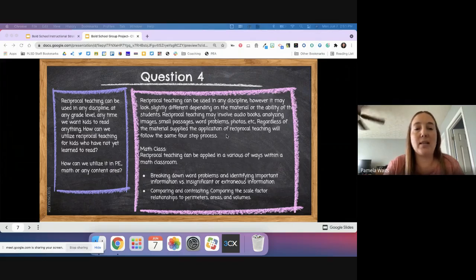So if I was in a math class and I was using it, I would break down the word problem by first identifying important information, or having the kids go through and identify what they think might be important, classifying significant versus insignificant information. They could question any vocabulary that they don't understand in the word problem. They could write questions for their peers of what steps they think they should do, and then together solve it and explain the process that they use to solve it.